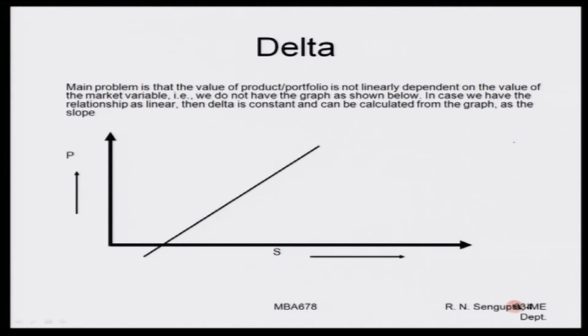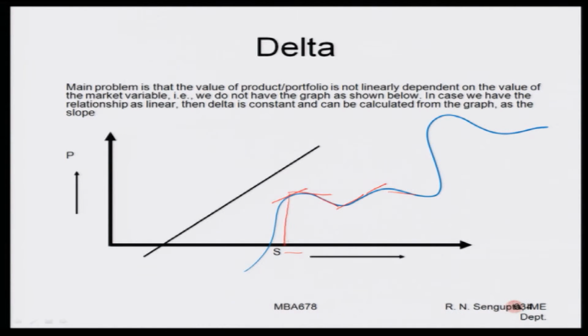In case we have a linear relationship, then delta is constant and can be calculated from the slope of the graph, but technically it is changing. The value of the portfolio is changing like this. So if I want to find the delta of the portfolio and it is changing, then what I would do is find the rate of change of the curve as the value moves along, the rate of change of S.